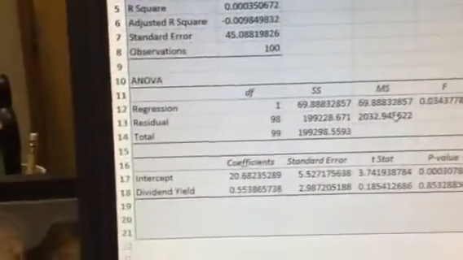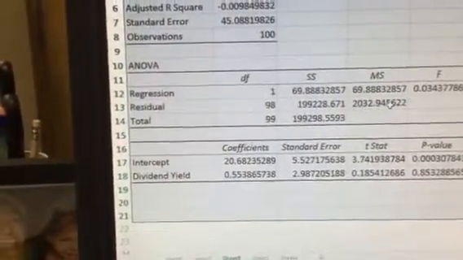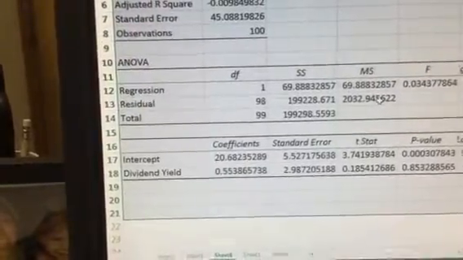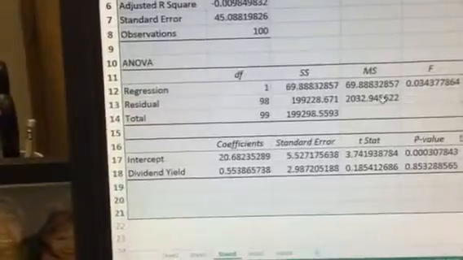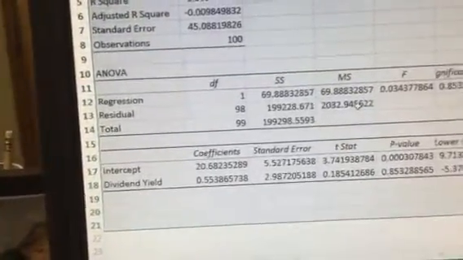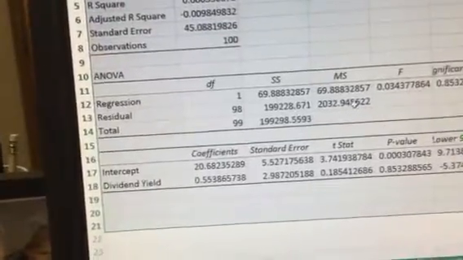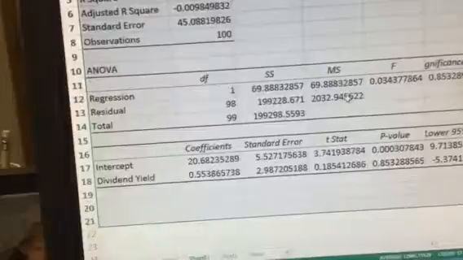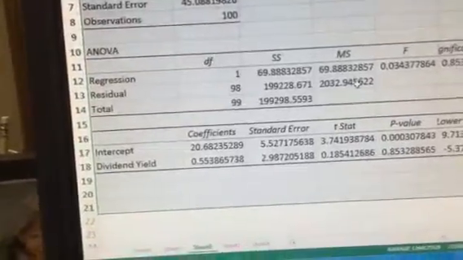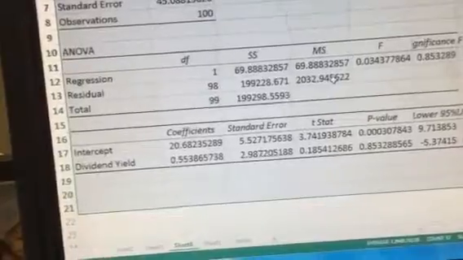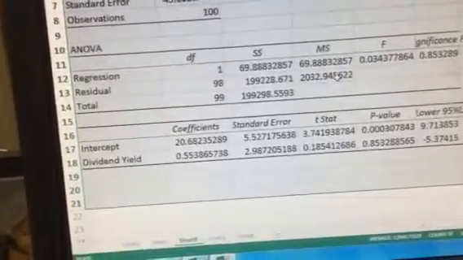If I go down to my coefficients here, I can see that there's a positive relationship under the coefficients with dividend yield and return on equity. Now let's see if it's statistically significant by looking at the t-stat and the p-value. The rule of thumb for the t-stat is that it should be above 1.65 or below negative 1.65. My value here is at 0.185, which does not fit and indicates the coefficient is not significant.